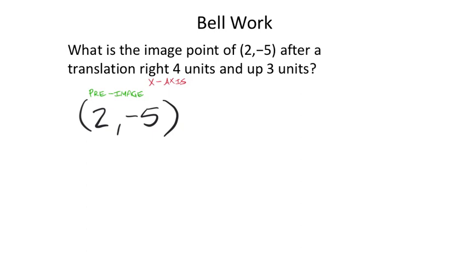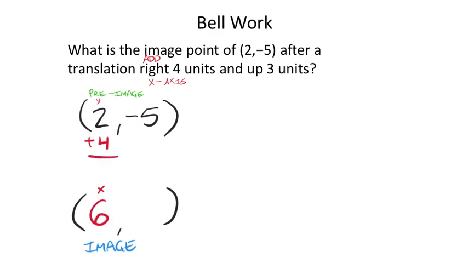So we have two values, right? We got the x value, and then we're gonna apply that to the right 4 to the preimage, which will then give us the image values. And again, it will be an x value there as well. Okay, so to the right 4 units, to the right, at least for an x-axis, would be adding. So the 2 that is in the preimage, we're going to add 4 to that in order to get the new x value, which would then be 6 for the image.